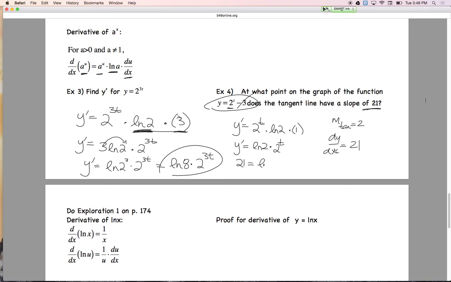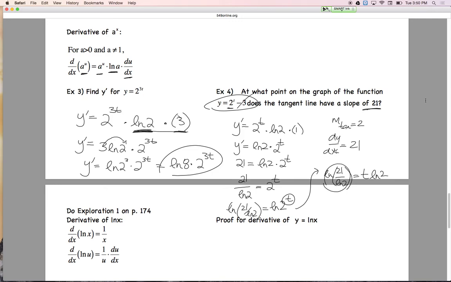So 21 equals natural log of 2 times 2 to the t power. And this is a good review of how you solve an exponential equation. So I divide both sides by natural log of 2, so I'm going to have 21 divided by natural log of 2 is equal to 2 to the t power. And if you remember, you have to take the ln of both sides. So I'm going to have ln of 21 divided by natural log of 2 is equal to ln of 2 to the t power. Then I can pull the monkey out of the tree. So I'm going to have natural log of 21 over natural log of 2 is equal to t times natural log of 2. And then I divide by natural log of 2.